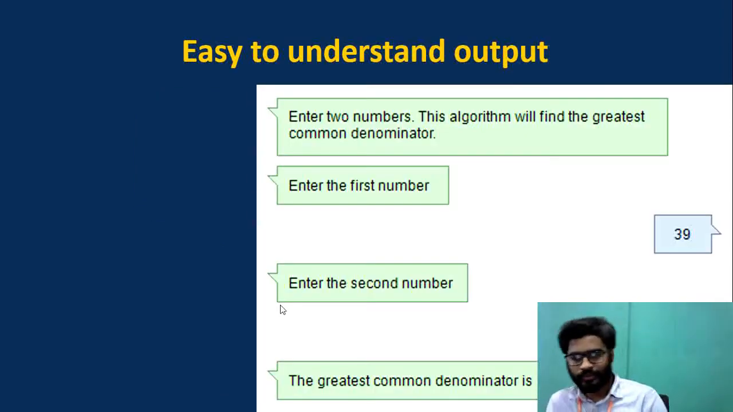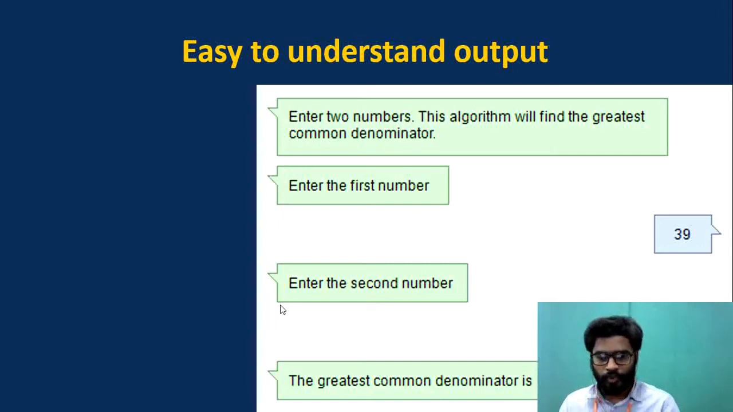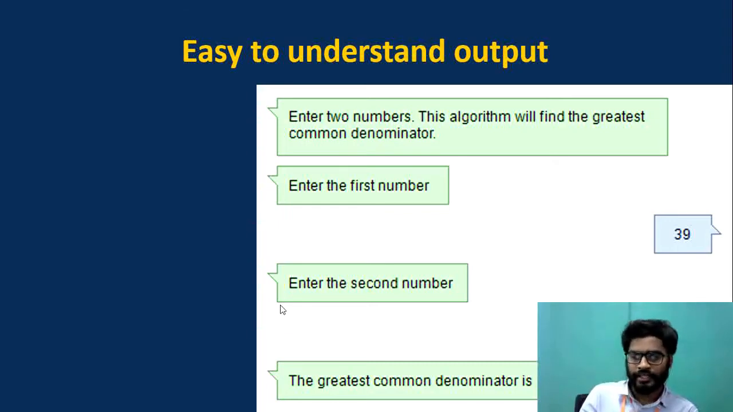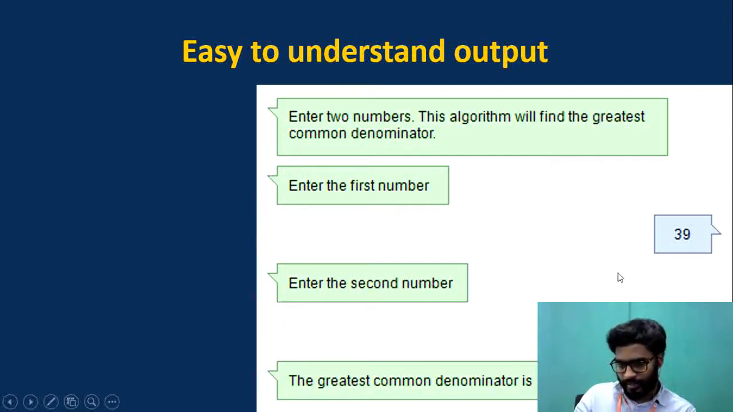It is very easy to understand the output. Here in Flogorithm, unlike the Raptor tool, the output and input are separated from each other. The output is on the left side and the input is on the right side. It is like a chat bubble. You can easily differentiate the input and output. So this left side part is output and the right side part is input. So you can differentiate what is the input and what is the output.